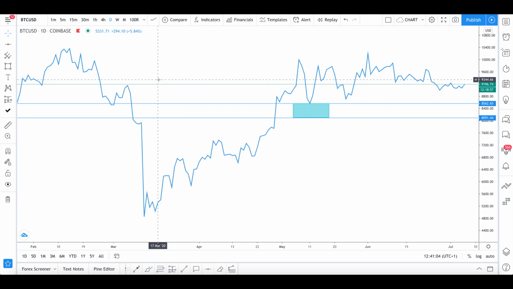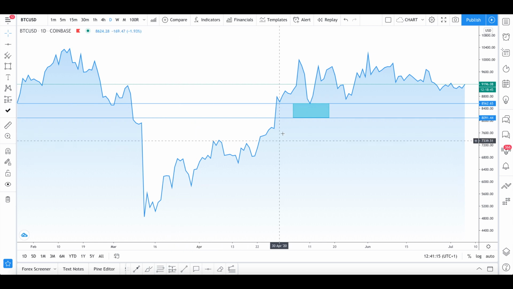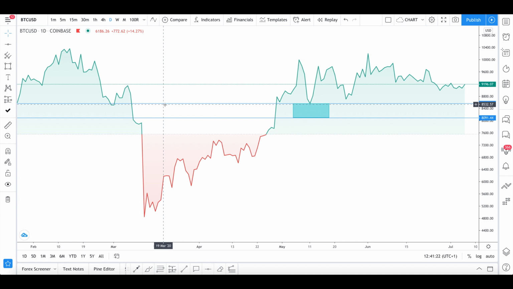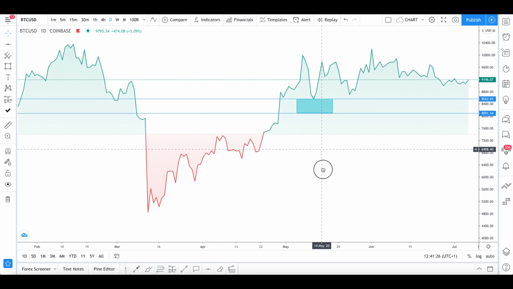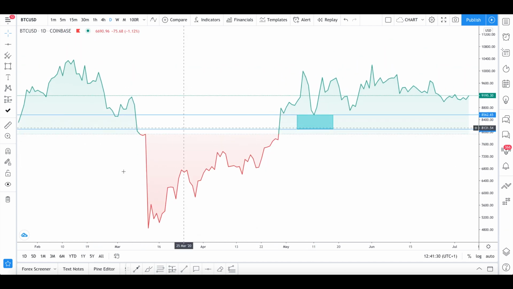So we're moving to the line chart. See, nothing exists in this area. That's the line chart. Now we're going to move to the area chart, which is basically the same as the line chart. There is the baseline. You can control this, as it shows you the selling area and the buying area.